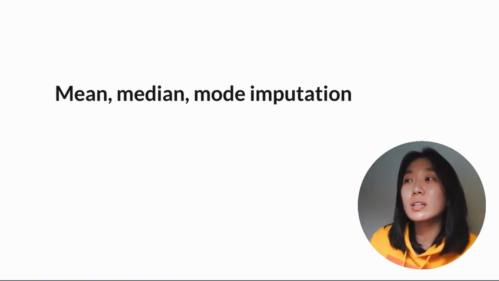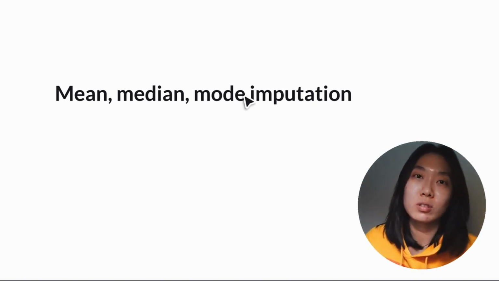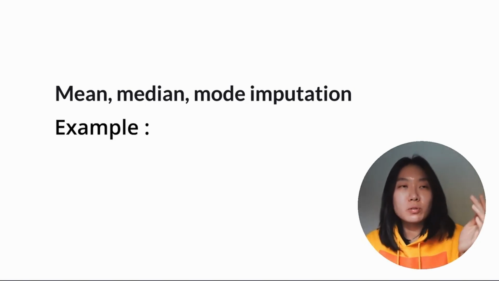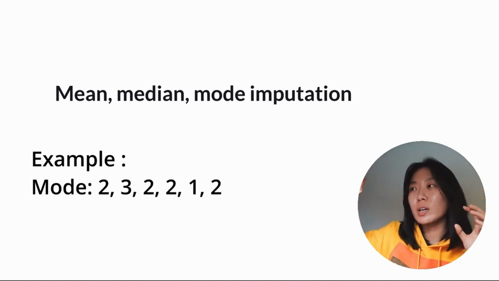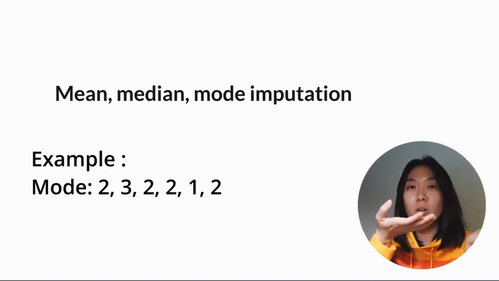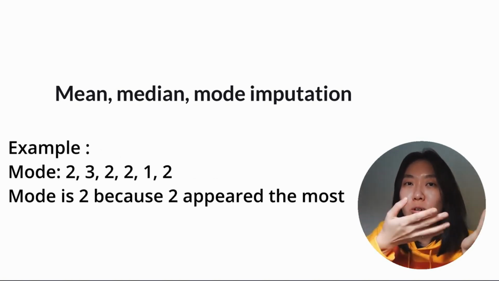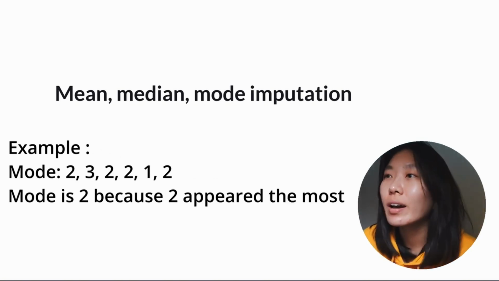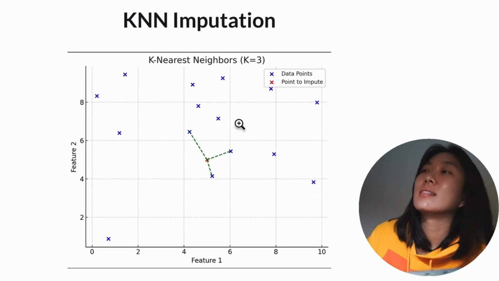And then the mode. Mode means what appears the most. For example, the values 2, 3, 2, 2, 1, 2. What is the mode of these numbers? 2, because 2 appears the most. Yep. And then the KNN, what is the meaning of KNN?